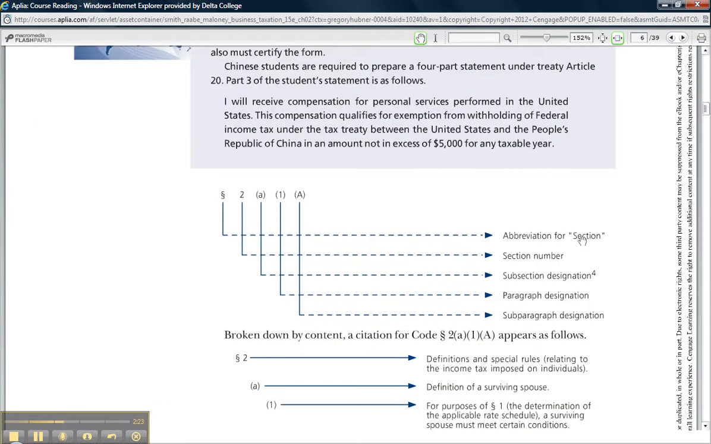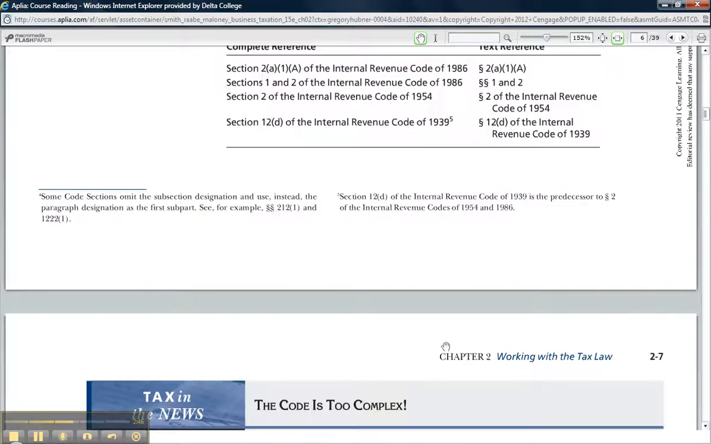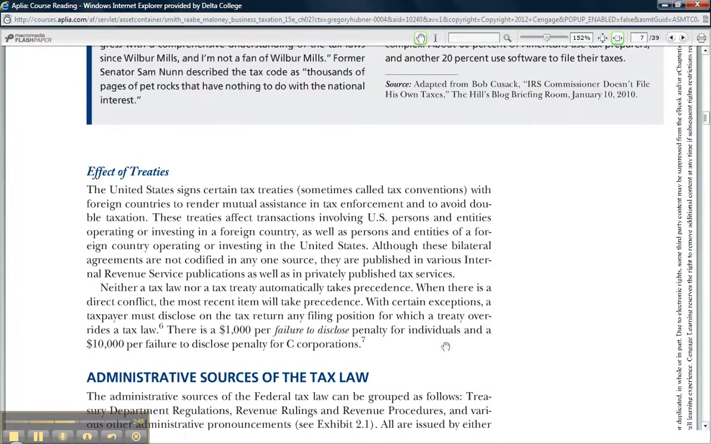You have the section symbol, the section number, then there's subsections denoted by lowercase letters, and then you have paragraphs and subparagraphs. And when you're citing the code, what you'll do in some of your research papers is you put the string together with no spaces in between them. You'll have to search around in Word for this section symbol. It is there. Let's see, what else? Treaties are also statutory sources of law.